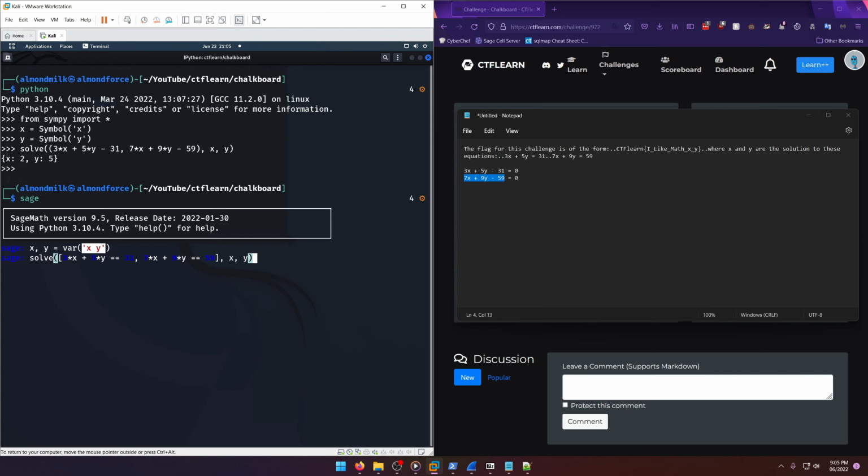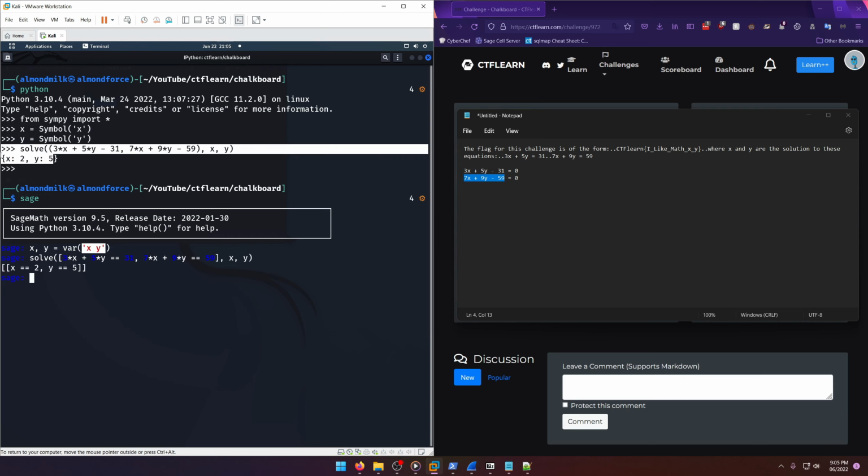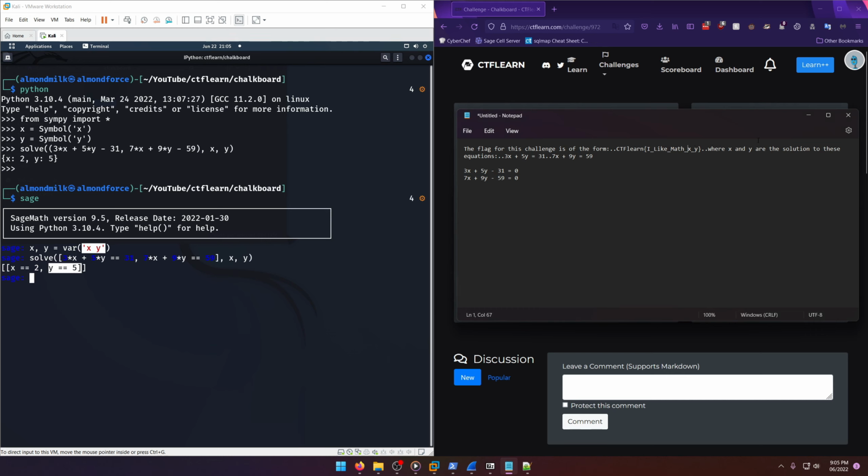Now, Sage did take a little bit longer to run than SymPy on this, and I'm curious to know why that is the case, because Sage should be faster, but we'll see what happens this time around. You see, there was a little bit of a pause there, whereas it was pretty much instant for SymPy. So that is an instance where SymPy was faster than SageMath, which is very interesting. But as you can see, we got the same results, x equals 2 and y equals 5. So all we need to do is plug those into the flag format we see here, x equals 2, y equals 5, and then just submit this flag.